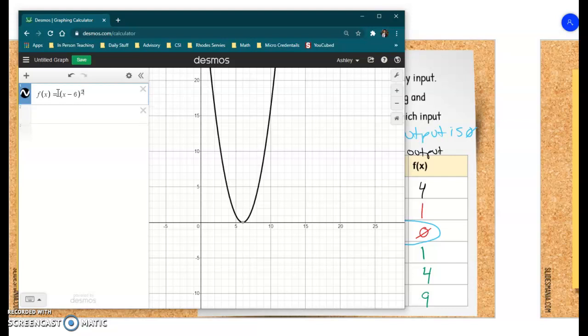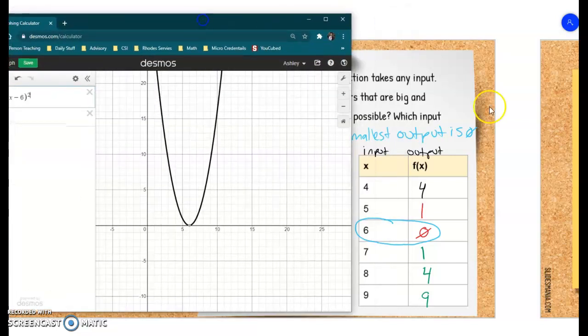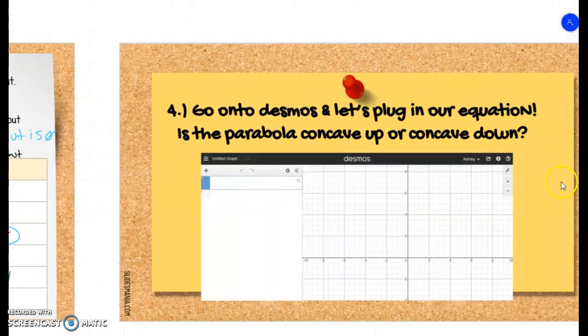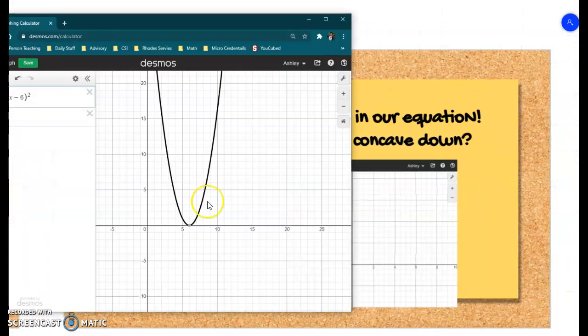As we can see, the question is asking whether our parabola is concave up or down. It's concave up because our parabola is facing up, meaning it's going to have a minimum, and it's this minimum point that I can see on my graph.